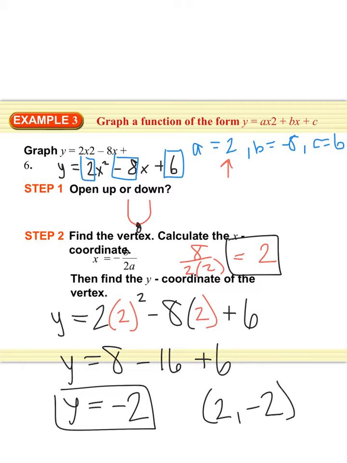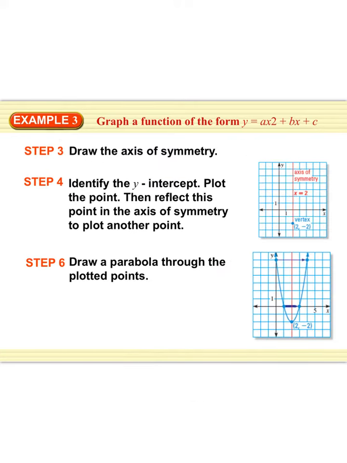Remember, the vertex is either our bottom point or our top point on our parabola. In this case, it's our very bottom point since our parabola opens up. So now that I have my vertex (2, -2), I can plot that on the graph, which they've done over here for us. And they've also plotted the axis of symmetry. Now remember, our line of symmetry will always go through the vertex.